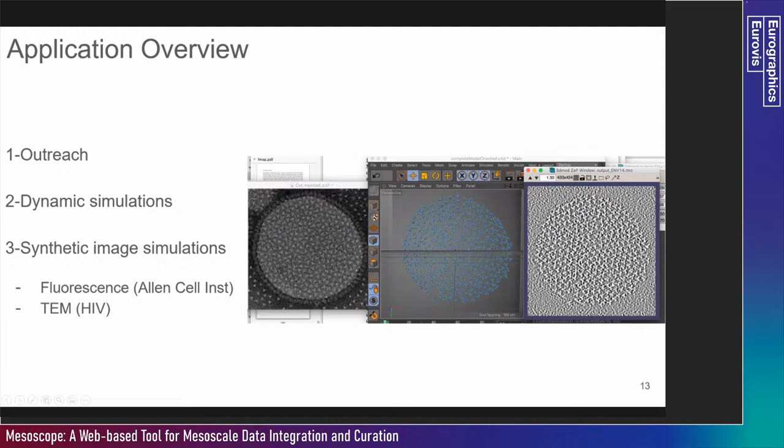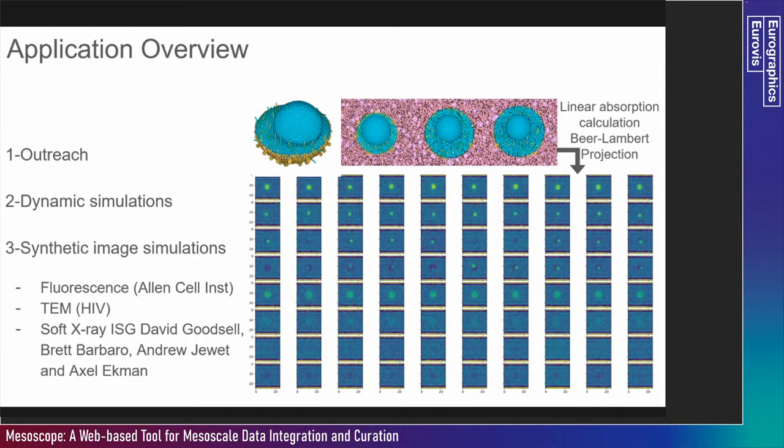And more recently, we were working with the Beta Cell Consortium, and we were studying the insulin secretory granules. And again, since we have the atomic information, we can actually calculate the photon linear absorption, and then we can reproject and get a synthetic soft X-ray image. And the idea was to compare how the mature vesicle looks in regard to the immature vesicle. And that's it for me.